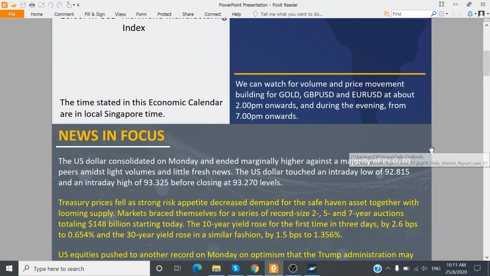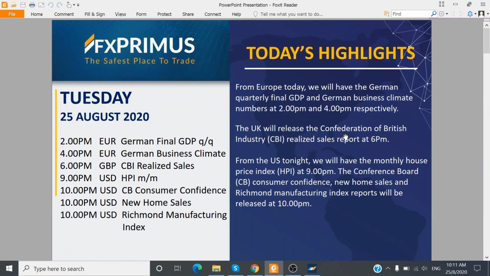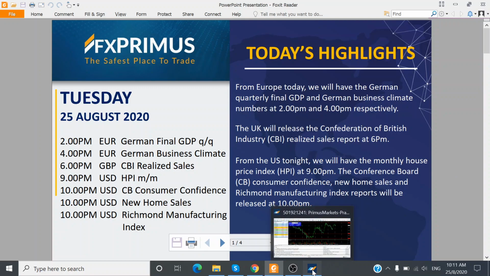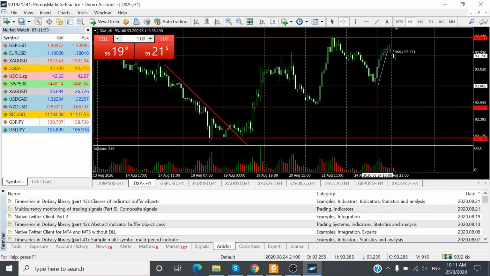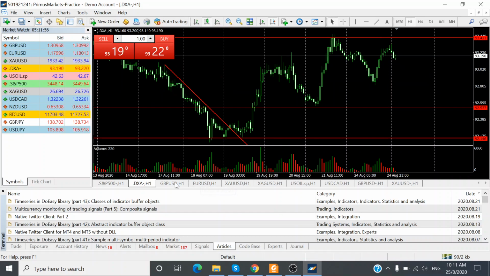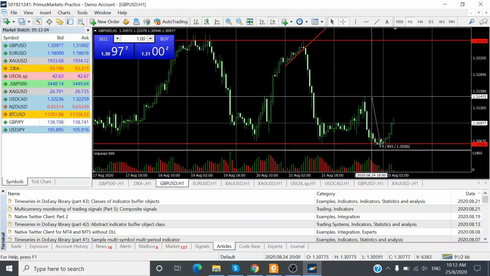So for yesterday, we had a very quiet economic calendar. Only minor data coming out from New Zealand and also China during the evening. So although there was less economic data yesterday, we still managed to see the US dollar moving within a consolidative range. It came down during the UK trading session and recovered during the US trading session to end the market session largely unchanged. So we do see the UK pound moving up by about 70 pips and also coming down during the US trading session, coming down about 95 pips.